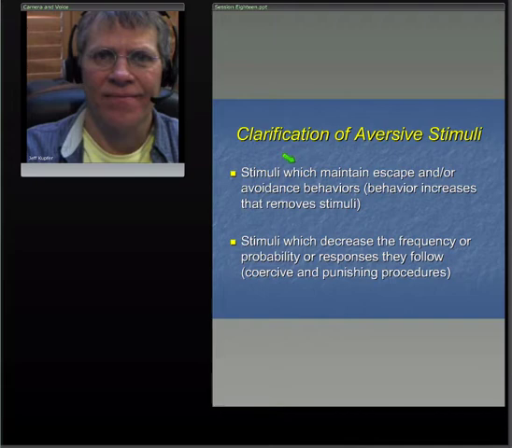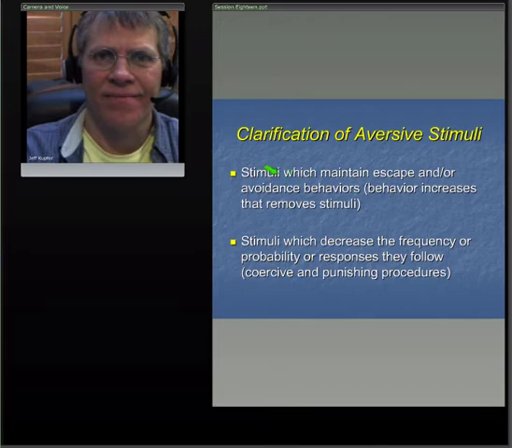So I want to clarify a little bit, because a lot of times people get confused between negative reinforcement and punishment. So let's go through this, because the confusion comes from clarifying what it is that aversive stimuli do with respect to behavior. Stimuli which maintain escape or avoidance behaviors, okay, behaviors will increase with those opportunities that remove those stimuli. Again, so what we're looking at here is that with negative reinforcement, you're in the presence of a stimulus, or there is a stimulus that's about to impinge upon the organism, and a behavior will be emitted and will increase in frequency if it removes, escapes, delays, or postpones that aversive event.